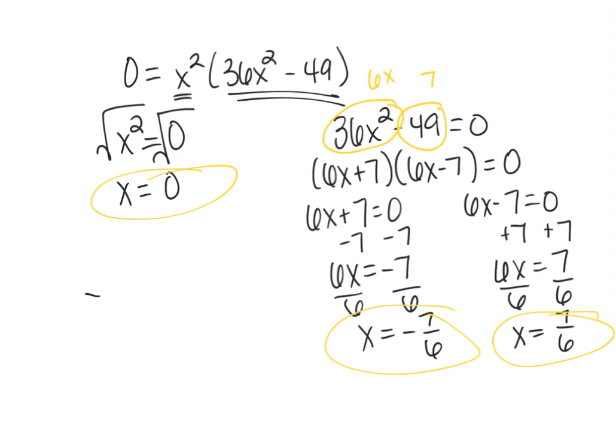And you can list them for the answers. The first part of step 3 is the negative 7/6 and the positive 7/6. And then for the final answer, you have negative 7/6, 0, and 7/6 for all of the answers.